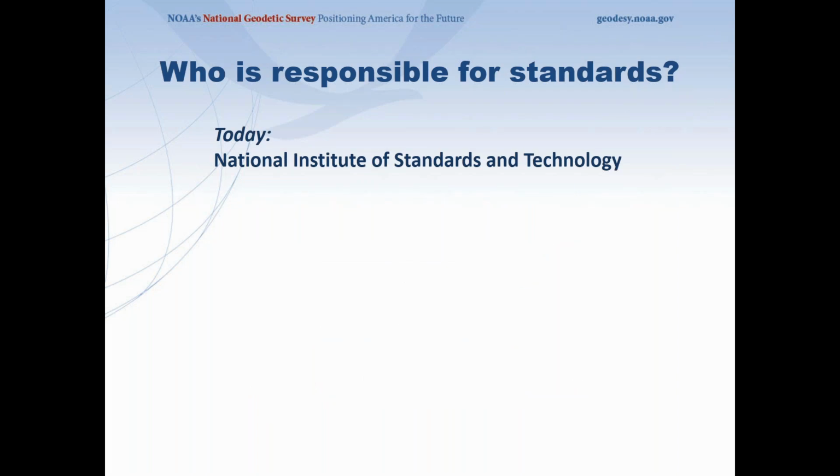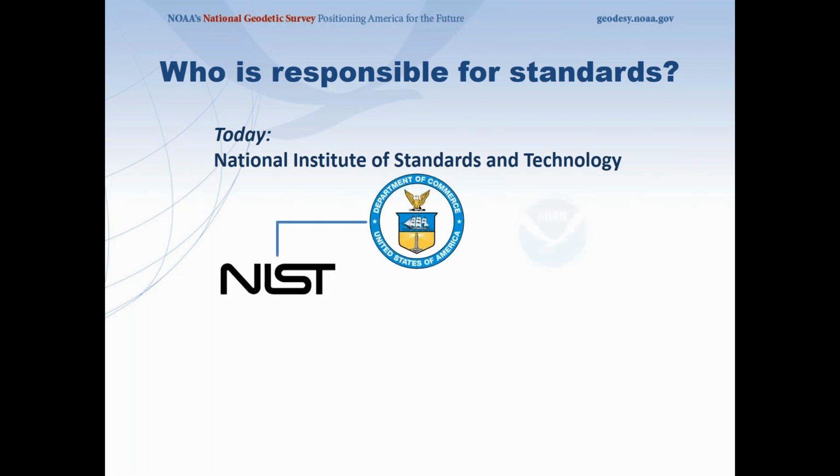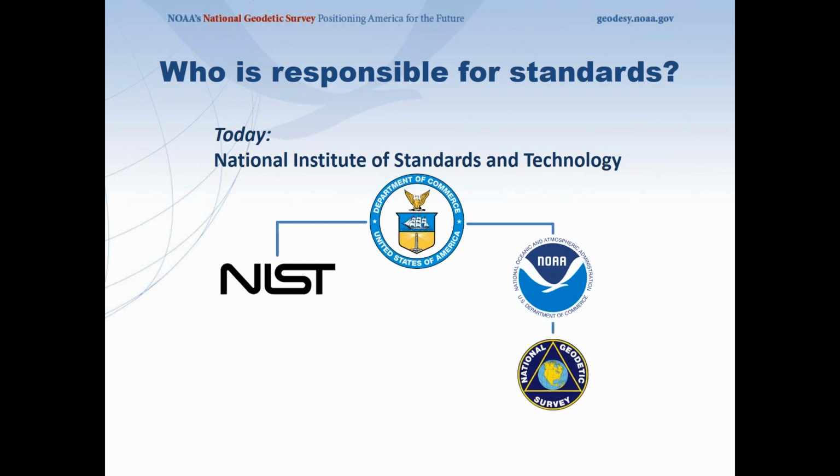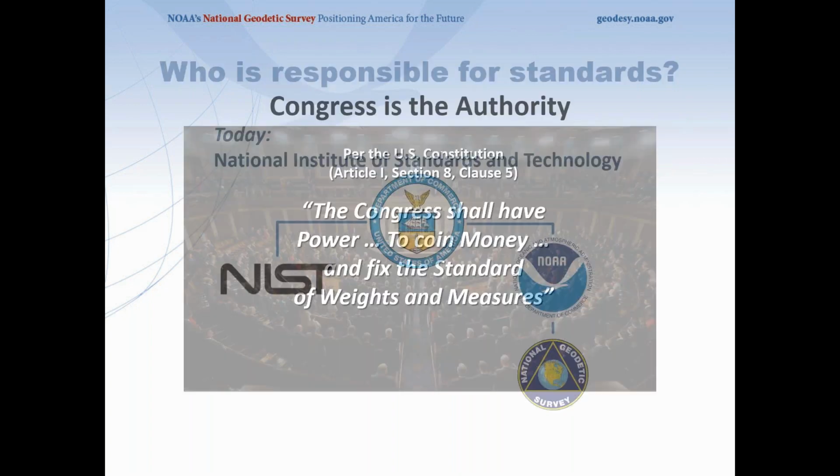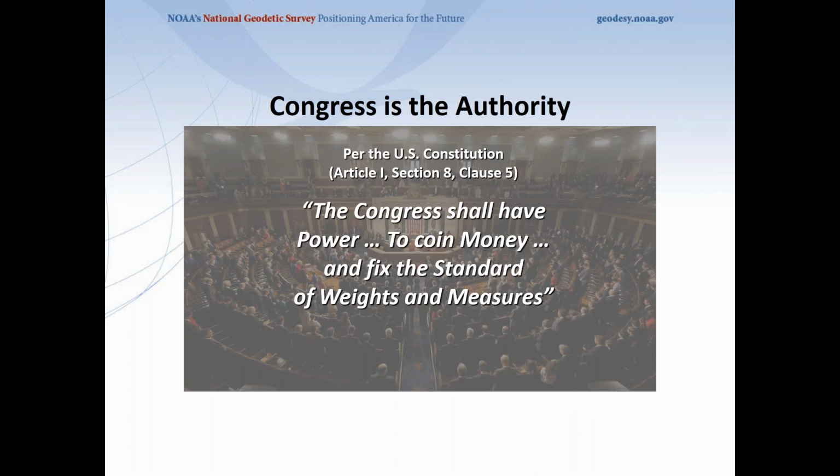It's the National Institute of Standards and Technology, which is NIST, and the National Geodetic Survey. So we're working on this together for this standard. And what happened is Congress, originally in the Constitution, said that Congress has the power to coin money and fix the standards of weights and measures. So with that, we're able to do this. But with this being said, this is to avoid the toothbrush problem.